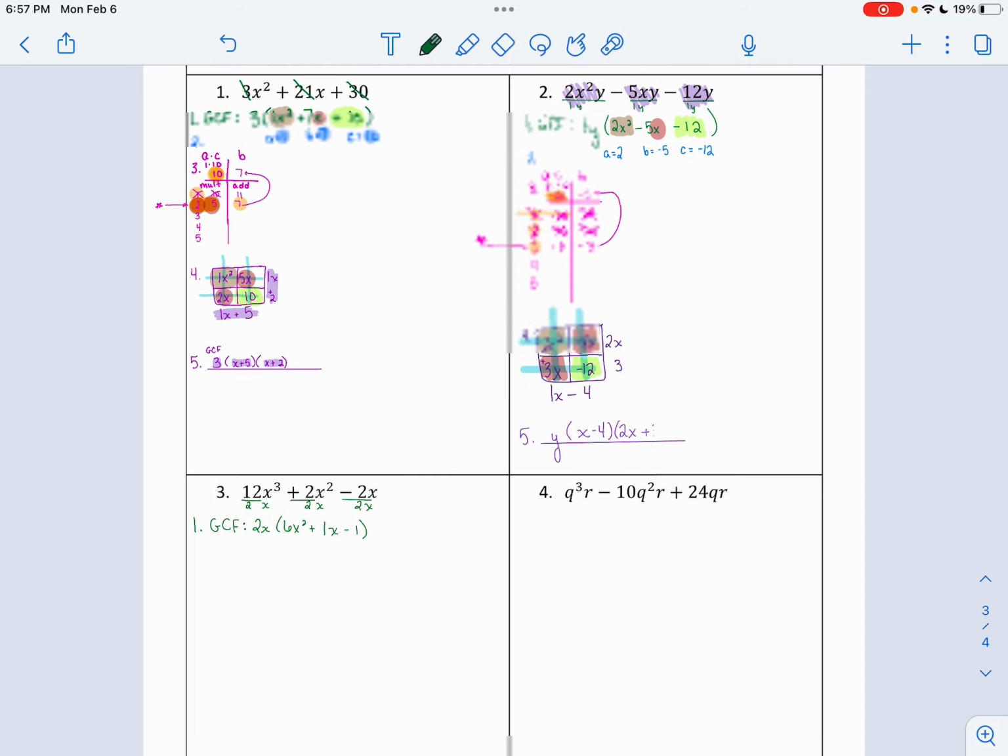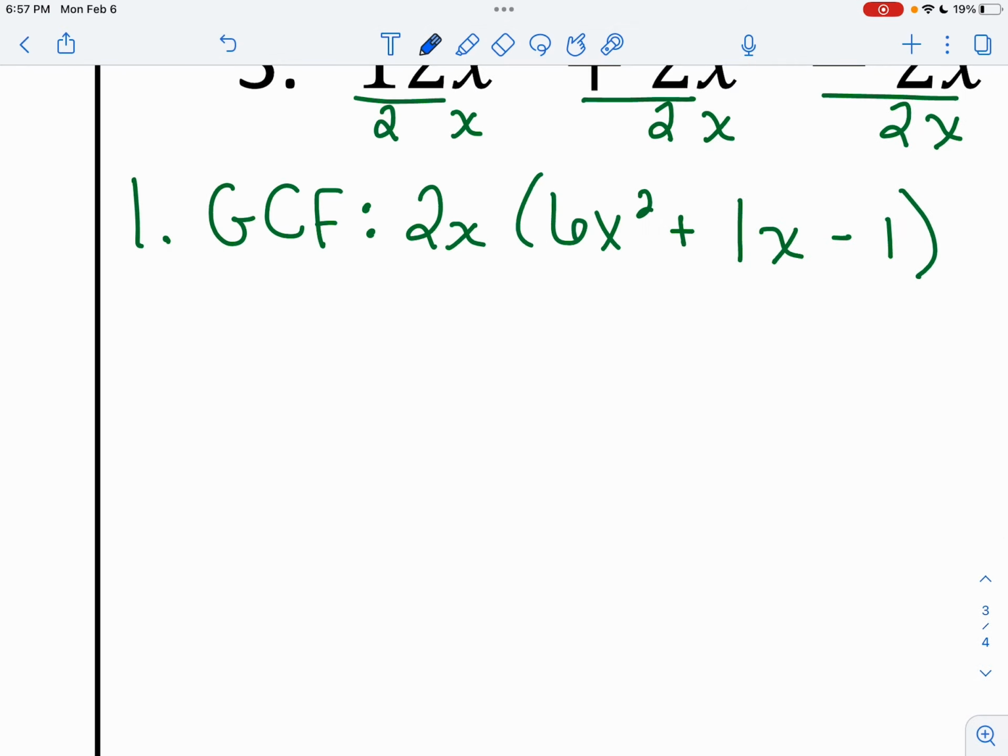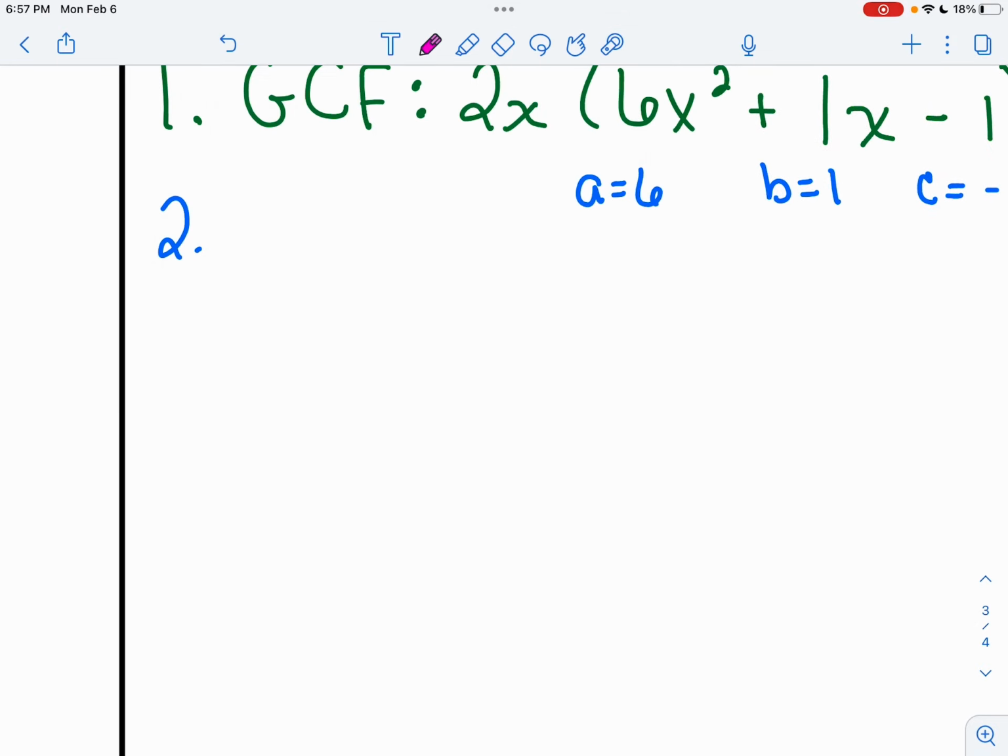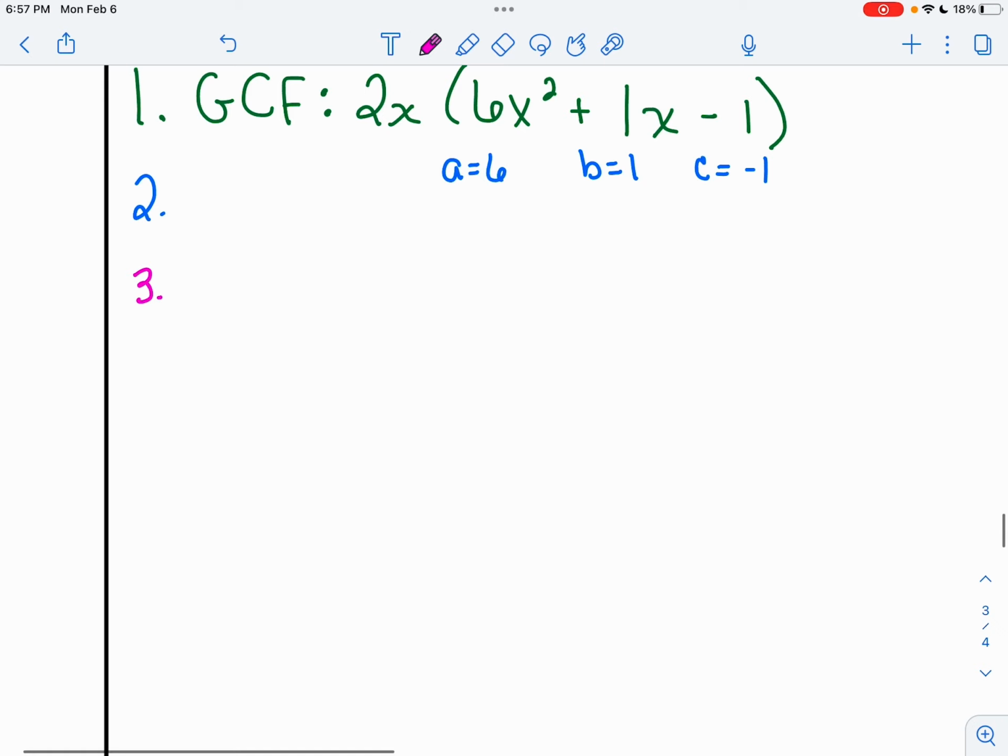Step 2 is blue. Ooh, step 2 is blue, that rhymes. Identify A as 6, B as 1, and C as -1. Step 3. Make a chart. On the left, you have to put A times C, and on the right, you have to put B. A times C is 6 times -1, which is -6, and B is 1.